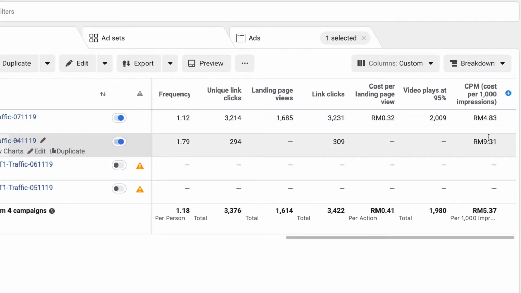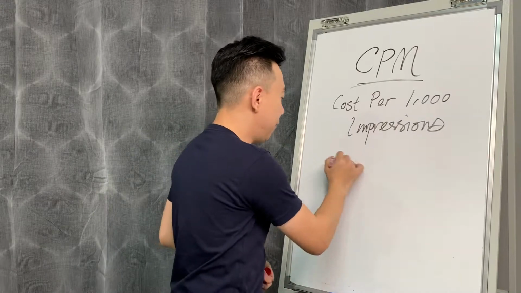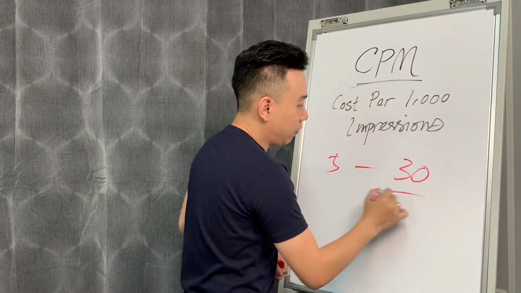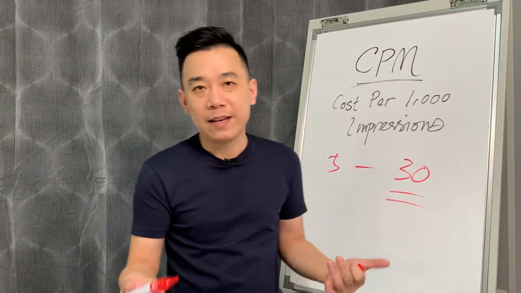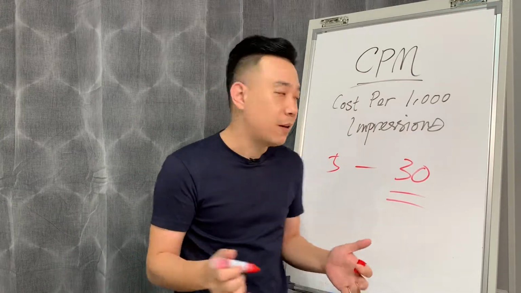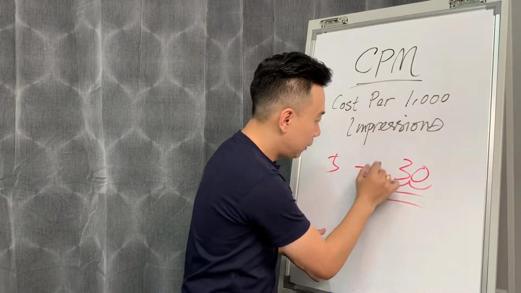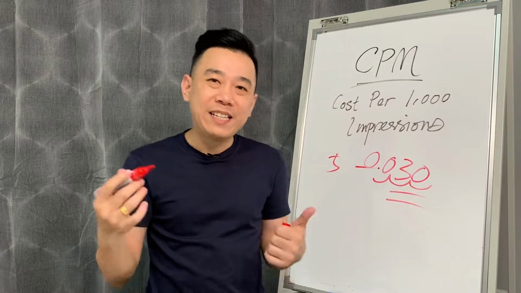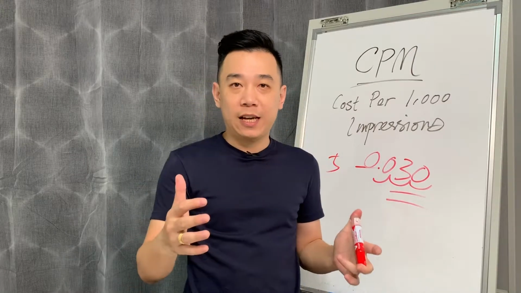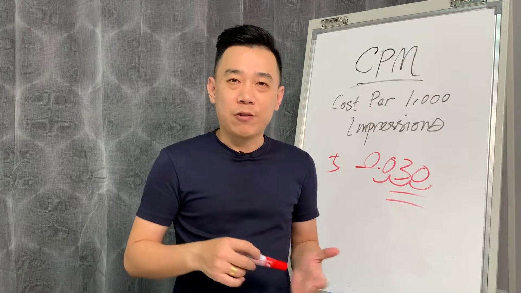So the benchmark of the CPM that we will look at is usually within 5 to a maximum of 30. So if your CPM is 30, let me break it down to you into perspective. What does it mean? It means you're actually paying 0.03 cents every time you show your ad to your audience. That's actually, in my opinion, almost as expensive as blast SMS. Why are we doing this on Facebook then?